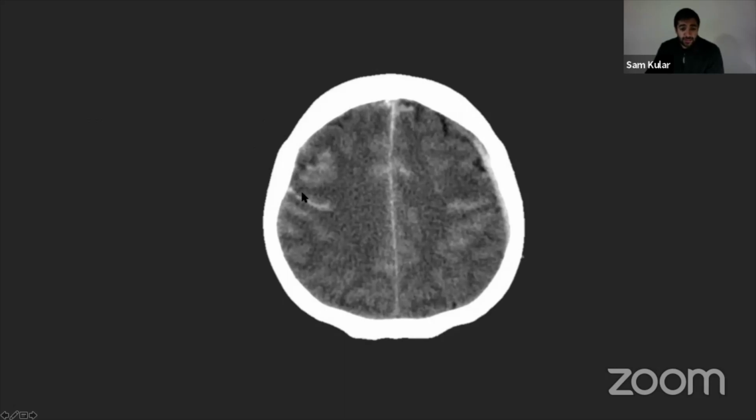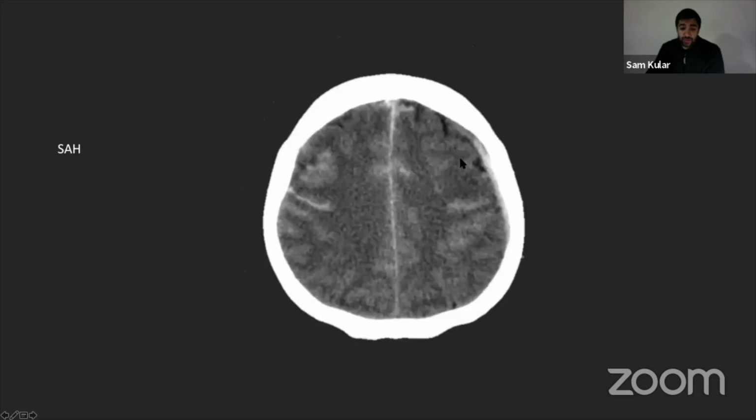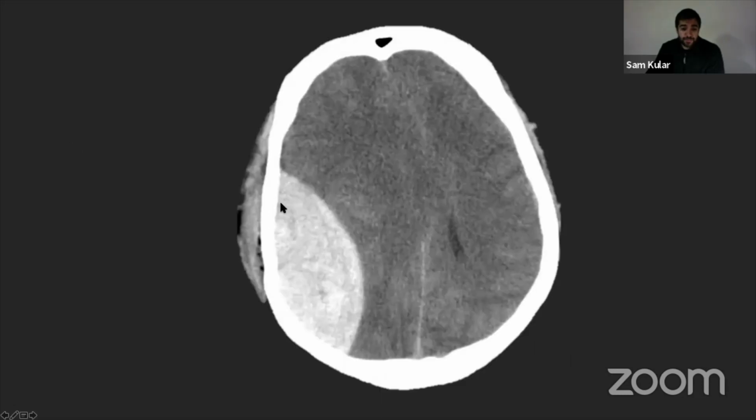And again, this is another bit of bleeding. So we have, again, sulcal blood conforming to a subarachnoid pattern. But what we also have on the left side subtly is a crescent-shaped bit of high density in keeping with a subdural hematoma. So this is subdural and subarachnoid hemorrhage, I should say.